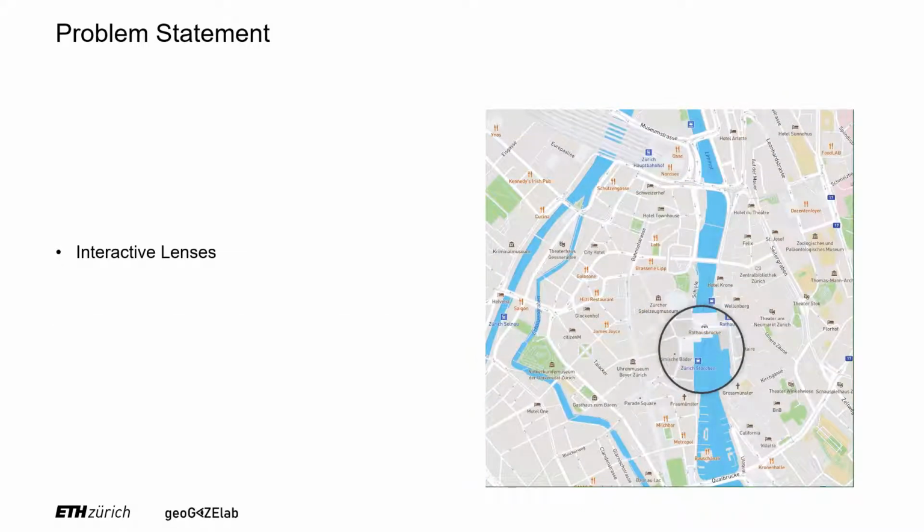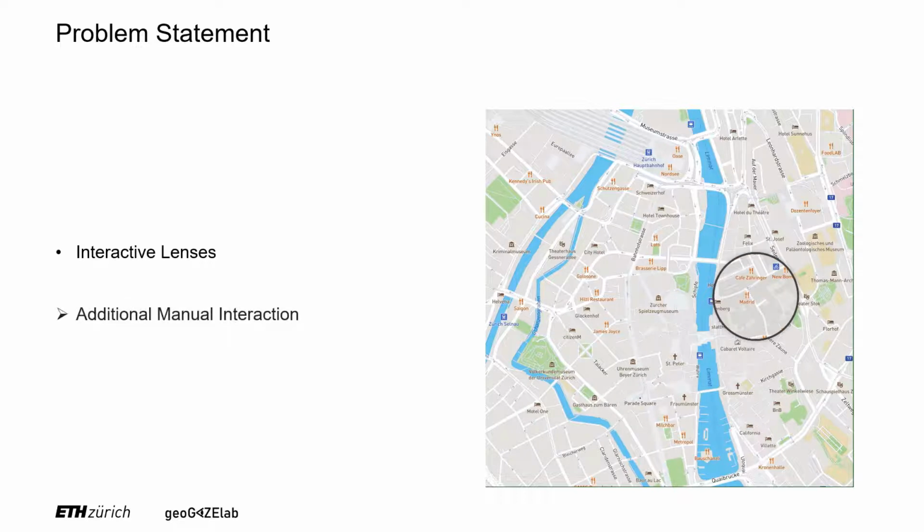Interactive lenses that provide multiple views of the data simultaneously can help overcome this issue. However, these lenses typically require additional manual interaction for navigation and inspection. This can lead to additional cognitive load.